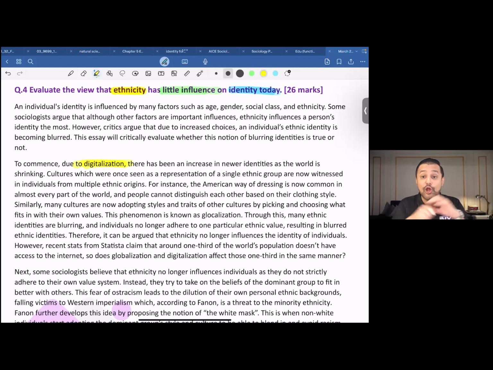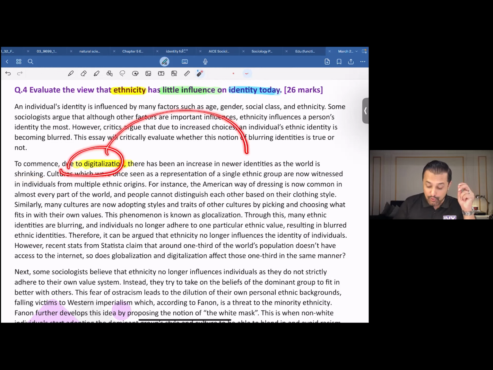digitalization, globalization, glocalization. Digitalization, this is a perfect example of digitalization, what I'm doing right now. I am trying to explain this to you digitally. You're probably viewing this through your laptop, your iPad, or maybe your cellular phone, right? So due to digitalization, there has been an increase in newer identities as the world is shrinking, right? Because of digitalization, people have more exposure. The amount of exposure people have today is a lot more than the amount of exposure people used to have back in our days, right?